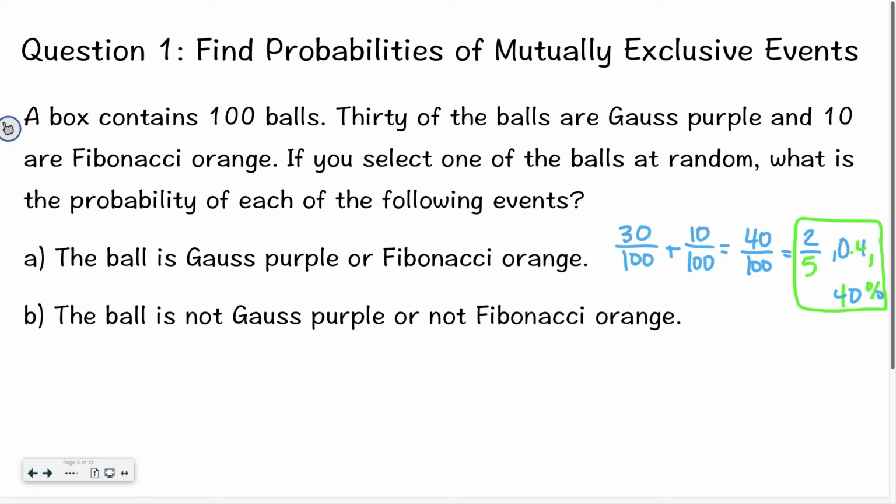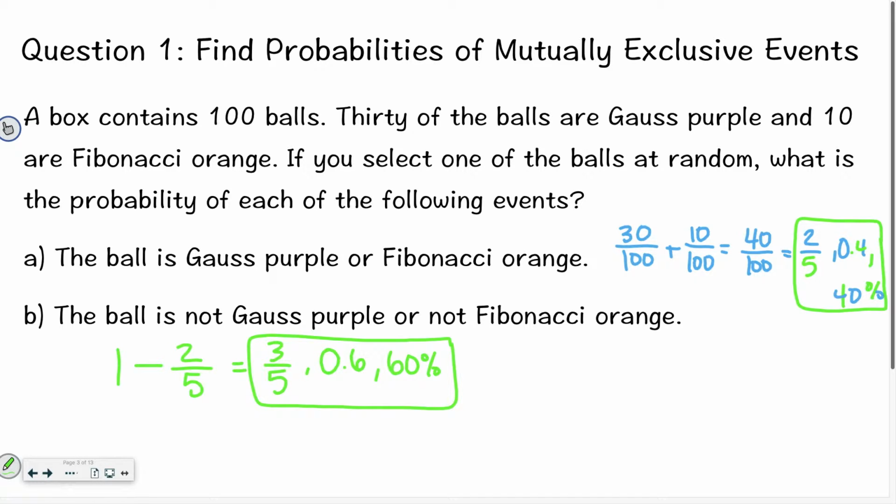Good luck. All right, for this problem, you either figured out, okay, between the two, there were 40 total purple and orange balls, so that means that there are 60 that are not purple or orange. So you said 60% or 0.6 or 3/5.